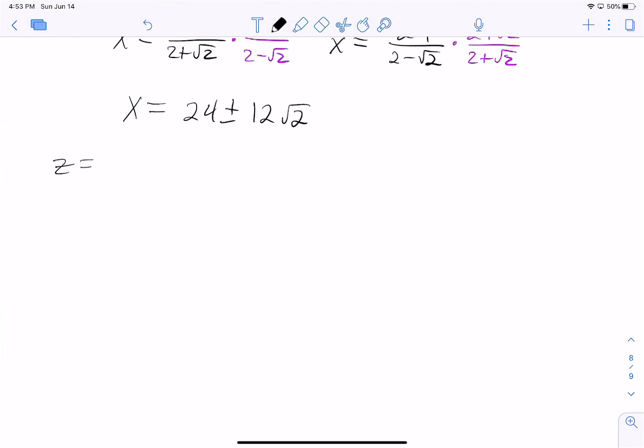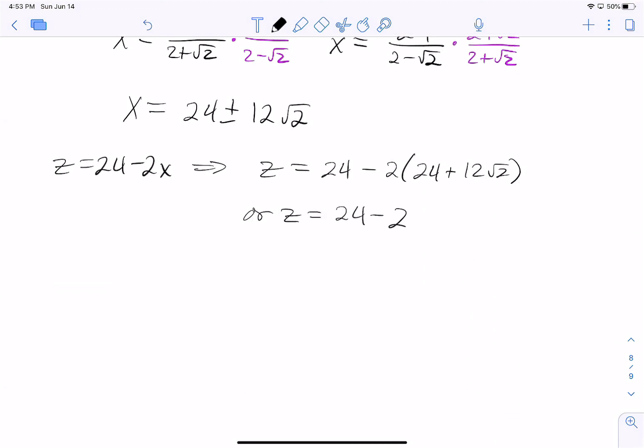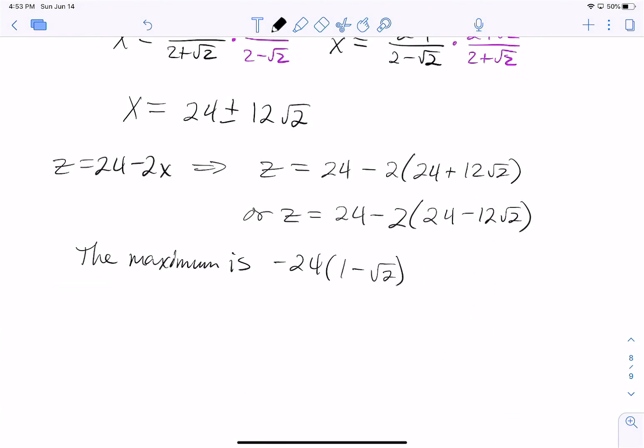If z is equal to 24 minus 2x, then z is equal to 24 minus 2 times the quantity of 24 plus 12 times the square root of 2, or z is equal to 24 minus 2 times the quantity of 24 minus 12 times the square root of 2. By simplifying these expressions, we're going to find that the maximum is negative 24 times the quantity of 1 minus the square root of 2, and the minimum is negative 24 times the quantity of 1 plus the square root of 2.